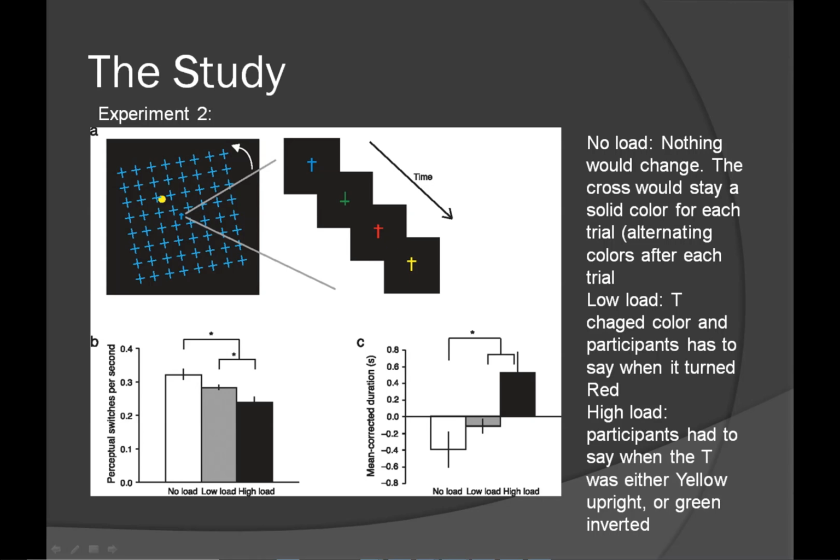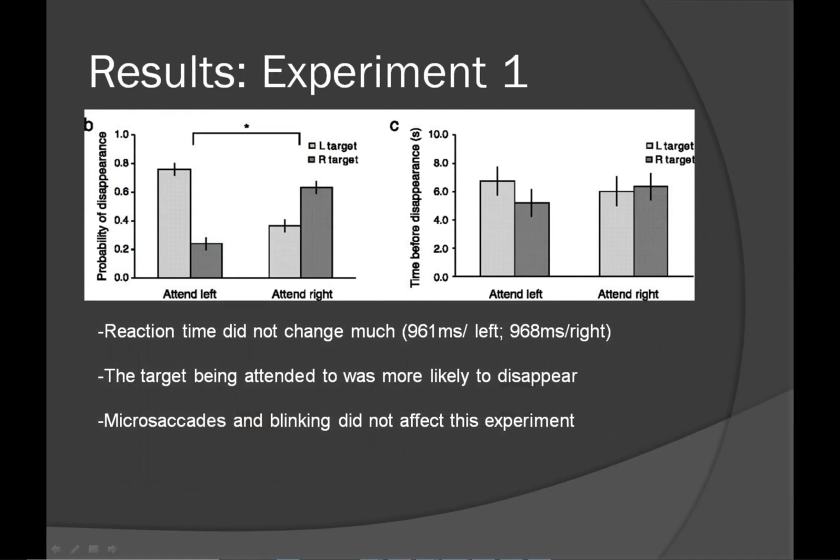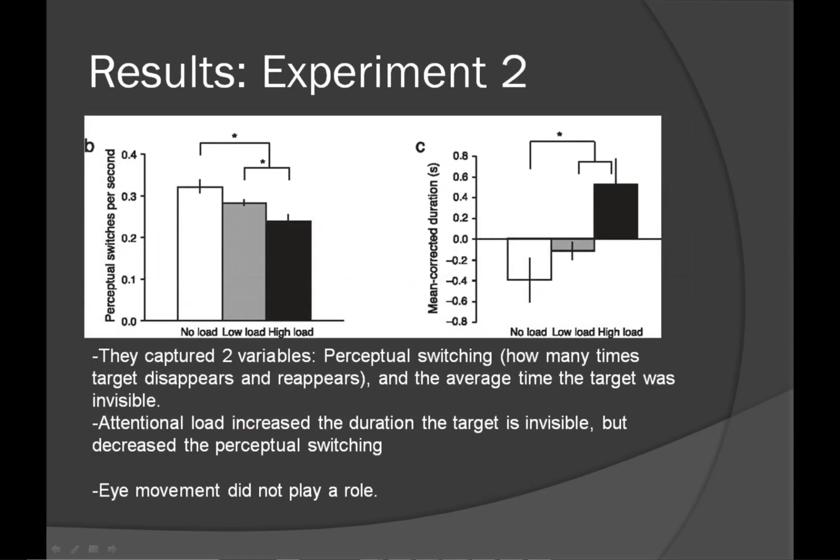The results for experiment 1. Reaction time did not change much between the two sides. Interestingly, targets that they attended to were more likely to disappear. This was significant among the 6 participants. Also, the right side perceptually disappeared quicker than the left. For experiment 2, they captured 2 variables: perceptual switching, how many times the target disappeared and reappeared, and the average time the target was invisible. Adding attentional load increased the duration the target was invisible, but decreased the perceptual switching. This was especially true for the higher load.